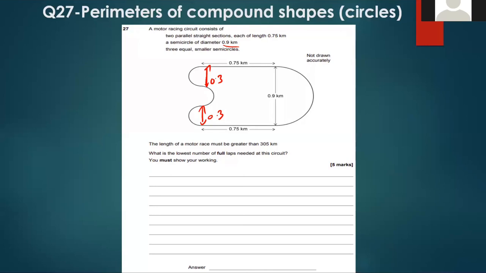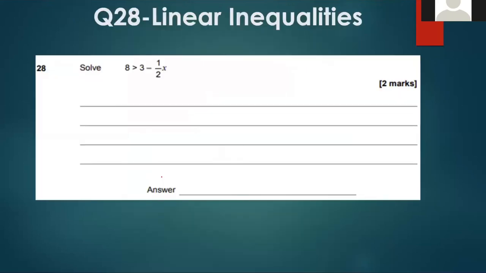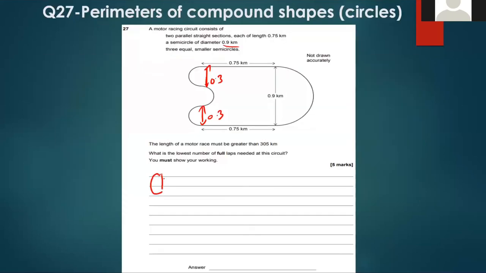Because it's a semicircle, you need to work out the perimeter of those. So the distance here is 0.3 km, and it's going to be half, because it's a semicircle, of my actual circle. So we're working out pi times the diameter, which is the circumference, as we call it. So half of pi times d is going to be half times pi times 0.3.